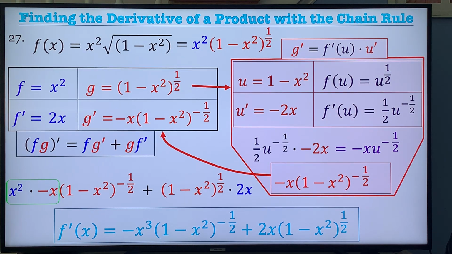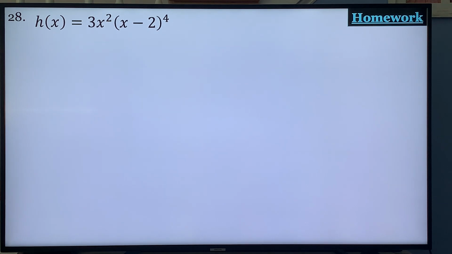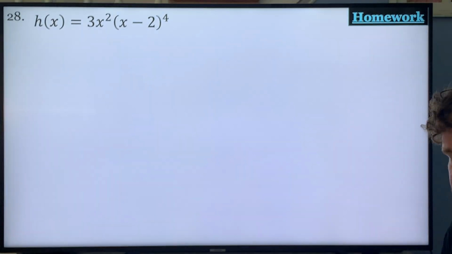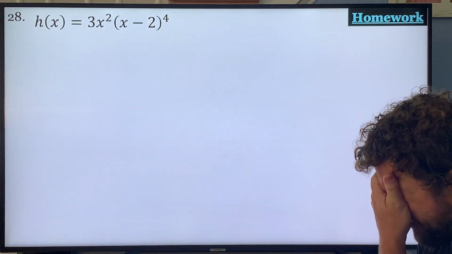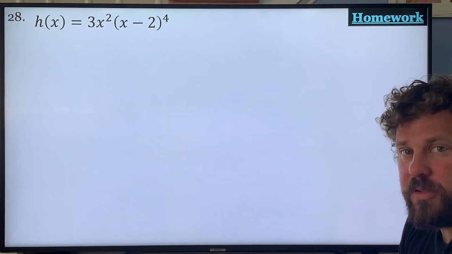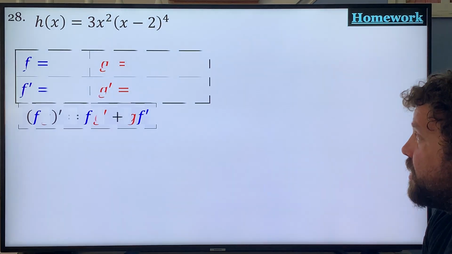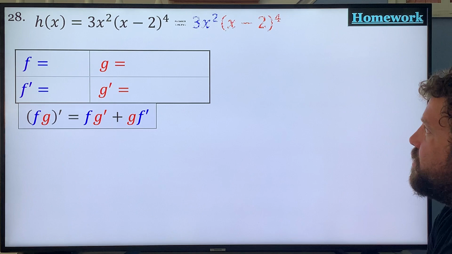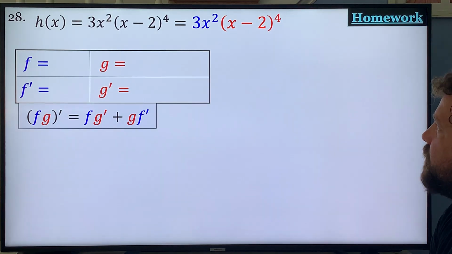All right? Not too terrible, right? Ready to try another one? All right. Let's see if you can do another one. This is going to be homework. Use the last one as a guide. Not fun starting to stare at the blank screen, right? So the first thing we look at, we go, oh, product rule. We got 3x squared times x minus 2 to the 4th.